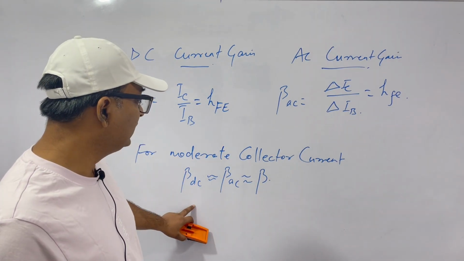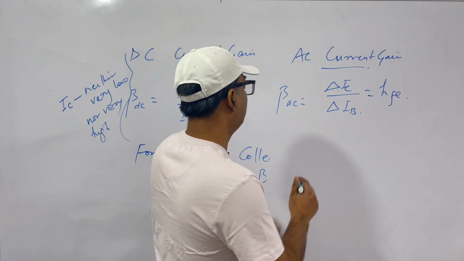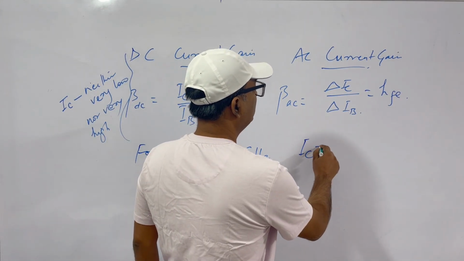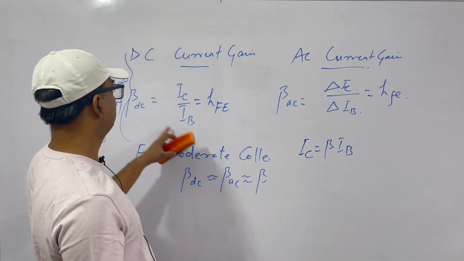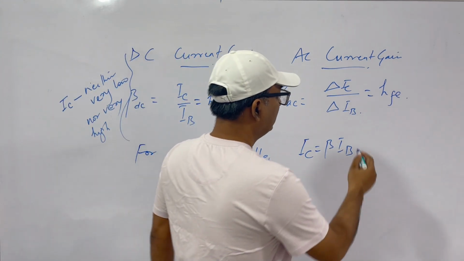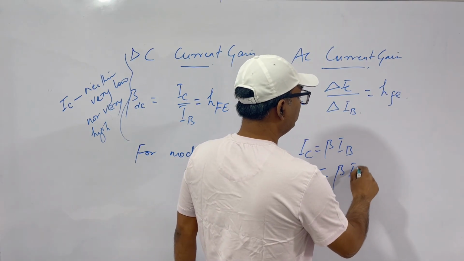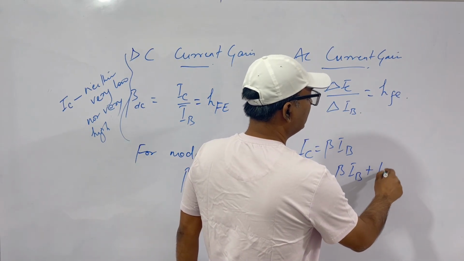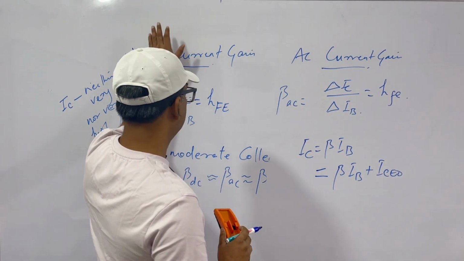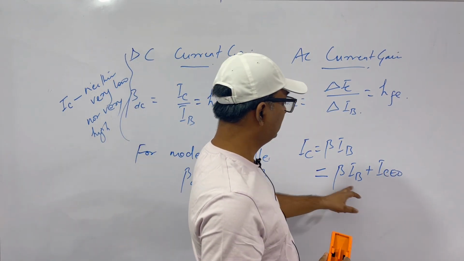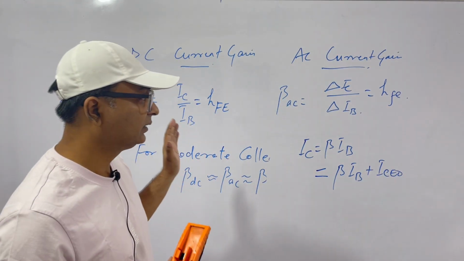So from here we will have one equation for the current, that is IC is equal to beta IB, or to be more specific, this is actually equal to beta IB plus ICEO. This one is the collector cutoff current. So IC is this. You should remember this. We will be using it. Clear up to now?